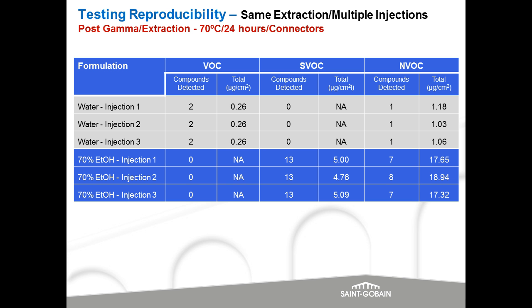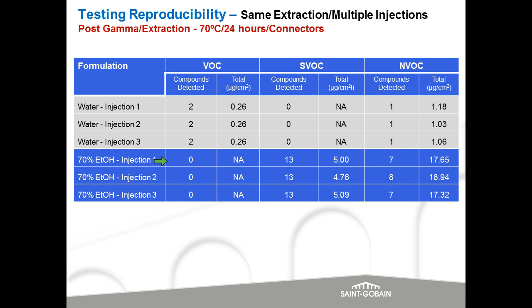This is a summary of all of that data. So for VOC analysis, with the water injection, we identified 2 compounds. The cumulative concentration was 0.26 micrograms per centimeter squared, the same across the board. Nothing detected in SVOCs. NVOCs, again, very consistent results from 1.03 to 1.18.